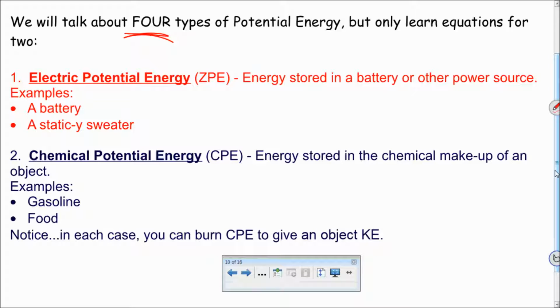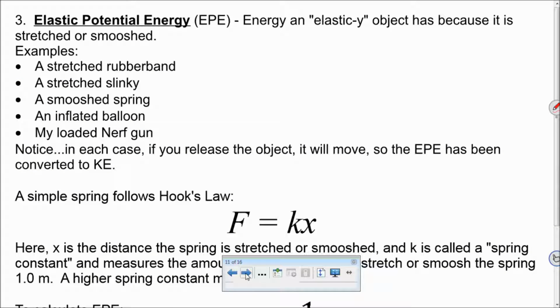All right. So the reason I used ZPE for electric potential energy is because EPE we are going to reserve for elastic potential energy. Now again, this notation is mine. If you look in physics books, most of them won't use ZPE and EPE and all this stuff. But I've found it to be helpful to distinguish between them. So, elastic potential energy is energy that an object has stored because it is either stretched or smooshed. Smooshed, obviously not being a technical term.